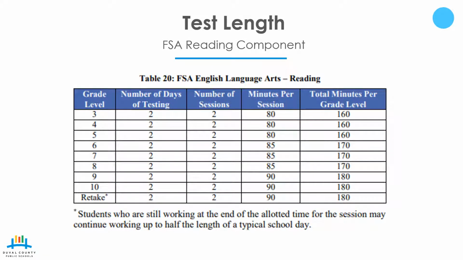Let's talk about the FSA reading component. There are 2 days of testing, which means there are 2 sessions in grades 6 through 10, including retakes. The minutes per session will vary between 85 to 90 minutes per session, which means that there is a total of 170 to 180 minutes for the entire FSA reading test. If your child is in 11th or 12th grade and retaking the FSA, they will be allowed to have up to half the length of a typical school day to complete each session.